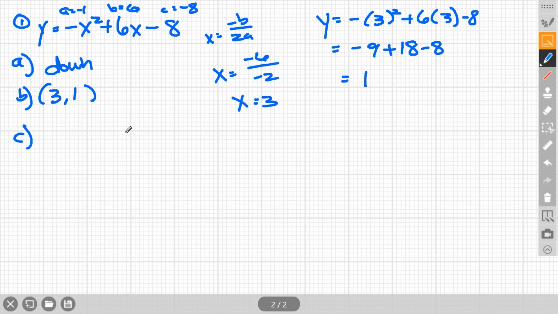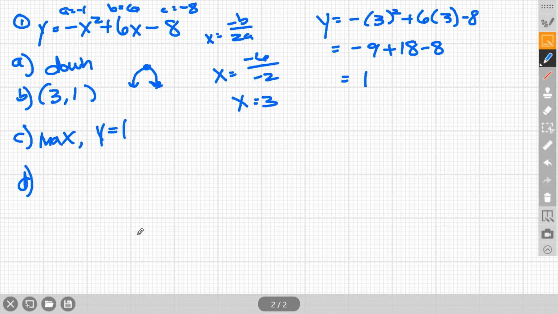C, state if the vertex provides a minimum or maximum value and then give the minimum or maximum value. If we think about what this is going to look like, it's going to look like this, and the vertex is going to be here at (3, 1). So that's going to be a maximum. The value of the maximum is always the y coordinate, because the y coordinate measures how high it is. So the maximum is 1.